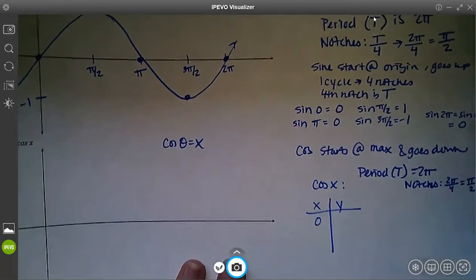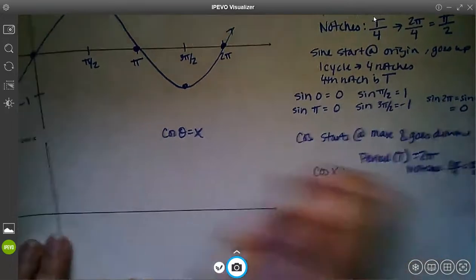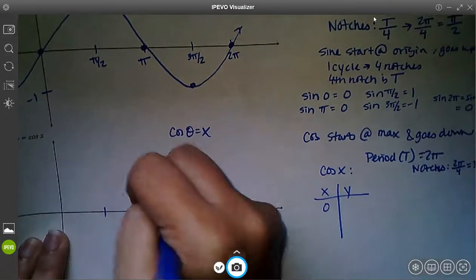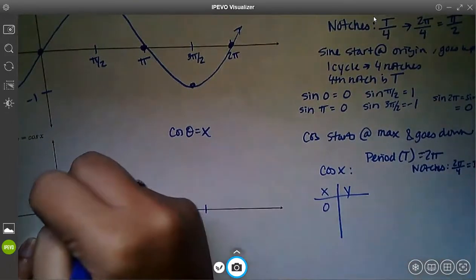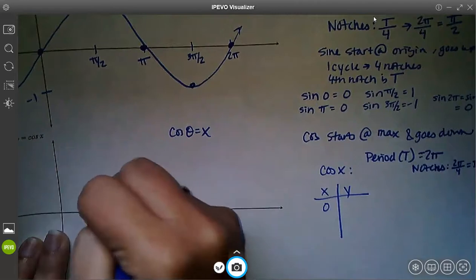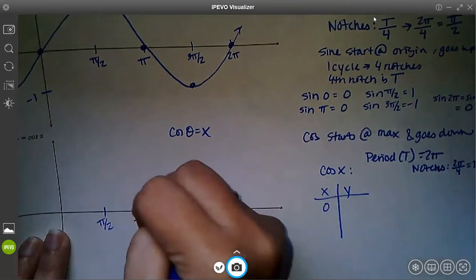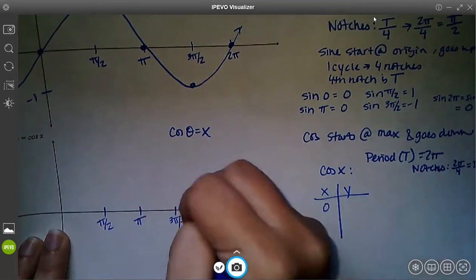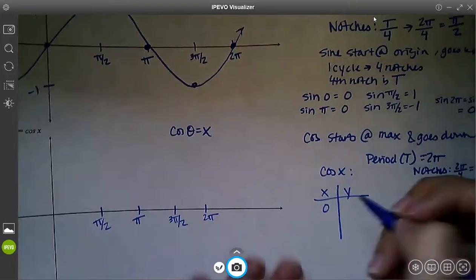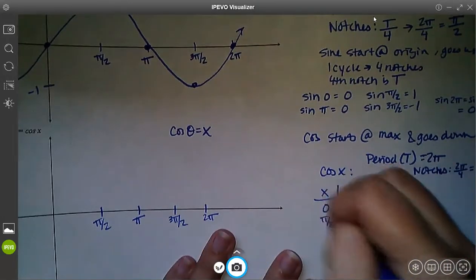And it's going to start at the maximum and go down. So I'm going to start with my notches: 1, 2, 3, 4. I have pi over 2, 2 pi over 2 or pi, 3 pi over 2, 4 pi over 2. So I'm plugging in these values.